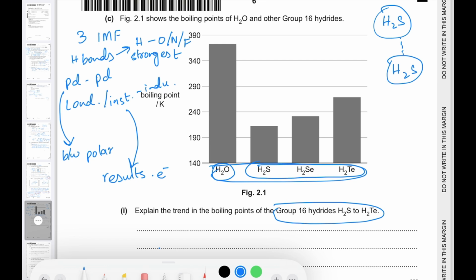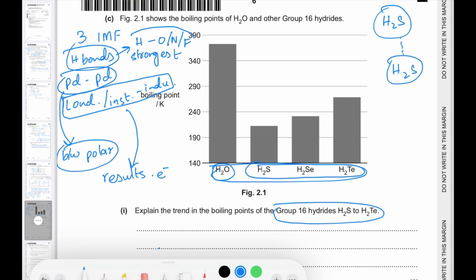Now remember that London dispersion forces are found between the molecules of all covalent compounds, whereas permanent dipole forces are only found between polar molecules, and hydrogen bonds, the strongest of all, are only found between molecules where a hydrogen atom is bonded to oxygen, nitrogen, or fluorine. That means in water, the most significant intermolecular force is hydrogen bonds, whereas in the remaining hydrides you've got not only permanent dipole forces but also London dispersion forces.